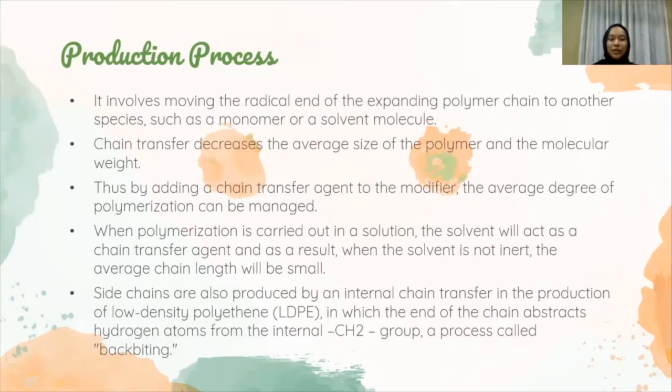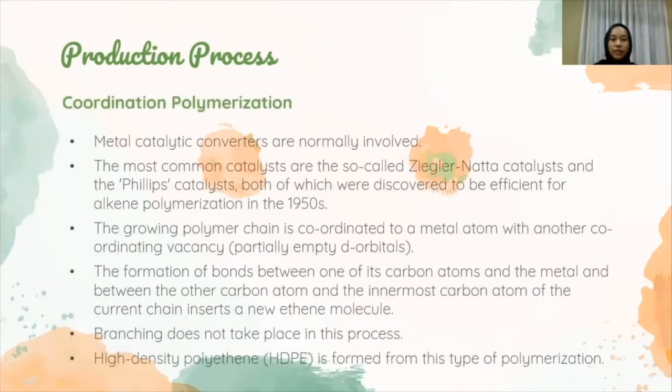Side chains are also produced by an internal chain transfer in the production of low-density polyethylene, LDPE. With coordination polymerization, metal catalysts are normally involved. The most common catalysts are the so-called Ziegler-Natta catalyst and the Phillips catalyst, both of which were discovered to be efficient for alkene polymerization in the 1950s.